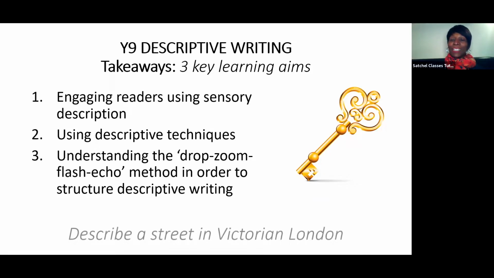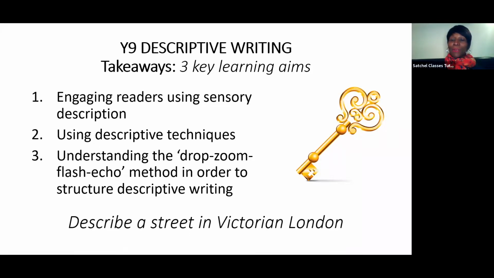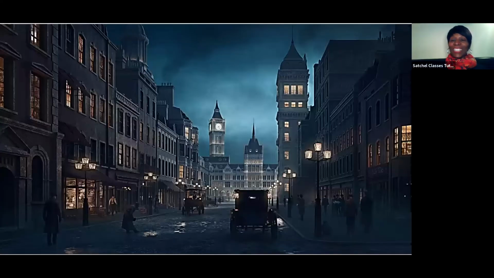Now, in terms of Year 9 writing, descriptive writing, this is a specific assignment. Describe a street in Victorian London. First of all, let's have a look at the picture that will provide the inspiration, the visual stimulus for our writing. As you can see, this is a wonderful image of a street in Victorian London.